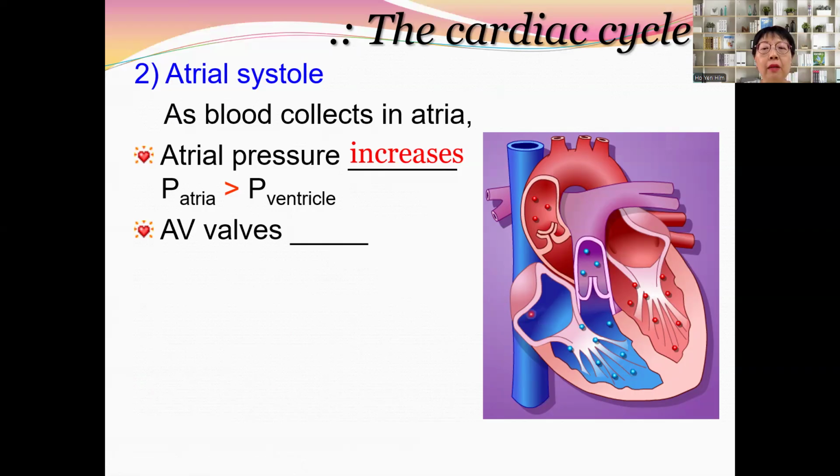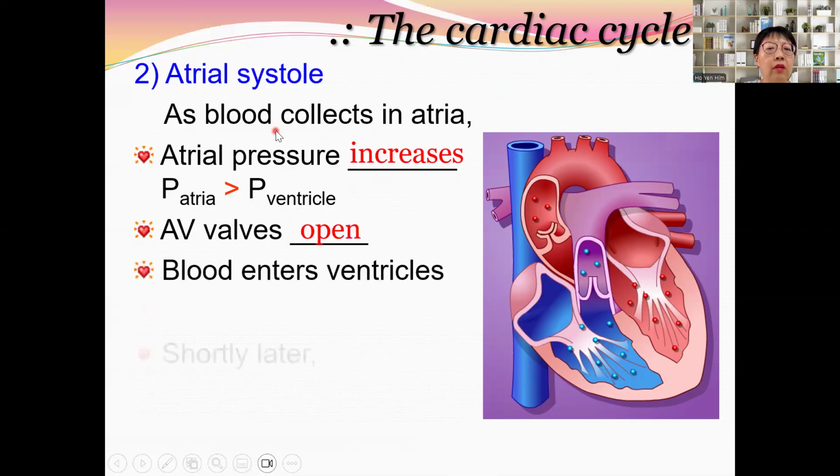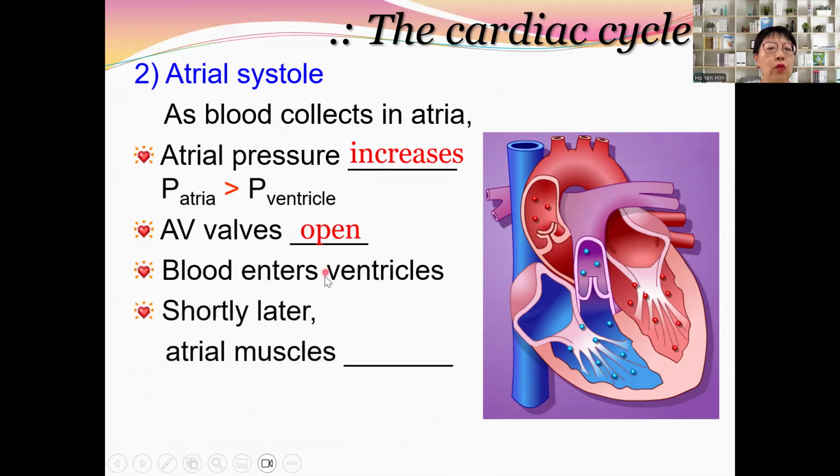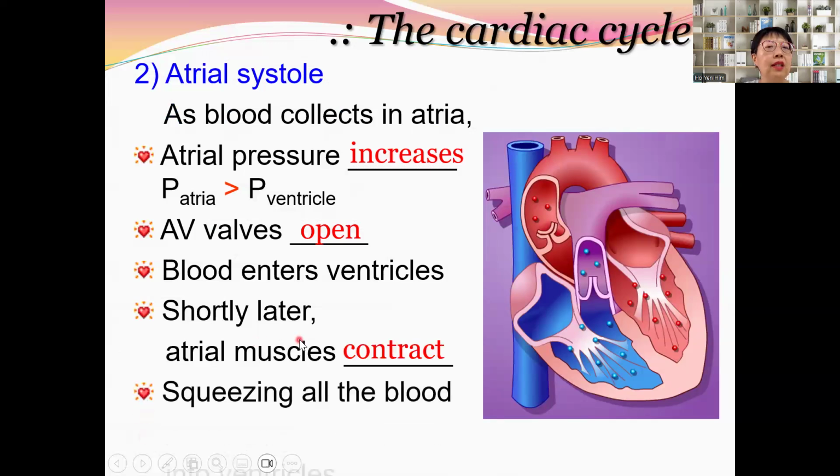Shortly after the blood flows in passively, the atrial muscles will contract. So this is the starting point of atrial systole. The atrial muscle will contract to squeeze the remaining 30% of the blood into the ventricle. So 70% of the blood flows in passively. 30%, the remainder, will flow in when the atrium contracts. Okay?